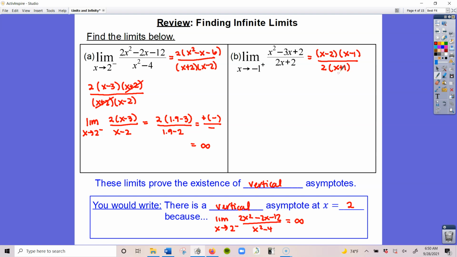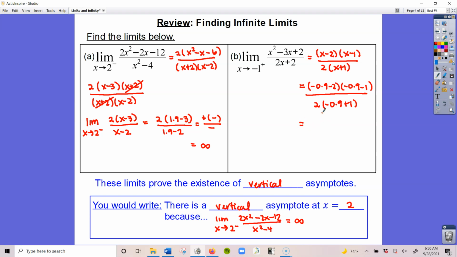So we're going to, again, because negative 1 is a vertical asymptote, since that would still give me 0 in the denominator, we're going to plug in a number slightly to the right of negative 1. So I'm going to plug in negative 0.9. So we would get negative 0.9 minus 2 times negative 0.9 minus 1 over 2 times negative 0.9 plus 1.